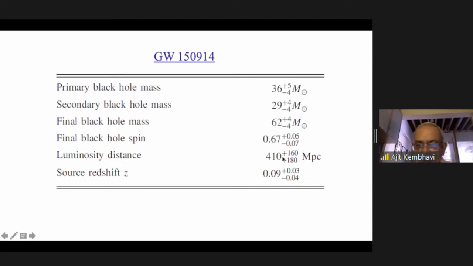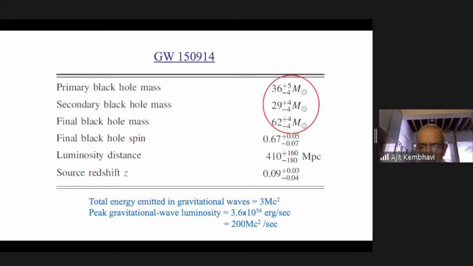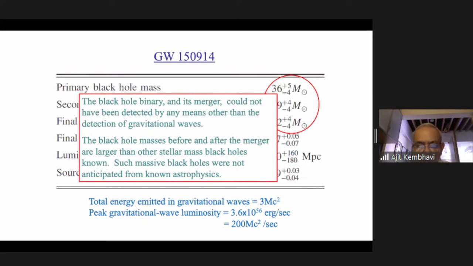And now the question is, what happens to this? You see that the objects which are going in, the total mass is 65, but the object which is created has a mass of only 62. And the difference must have been emitted as gravitational waves. And you can also calculate, independently of these mass estimates, the amount of gravitational waves emitted, and you'll see that it exactly matches this mass loss. So it's a totally amazing observation.